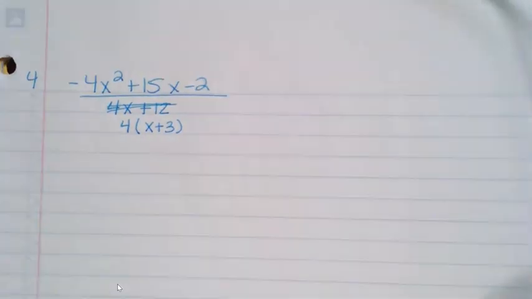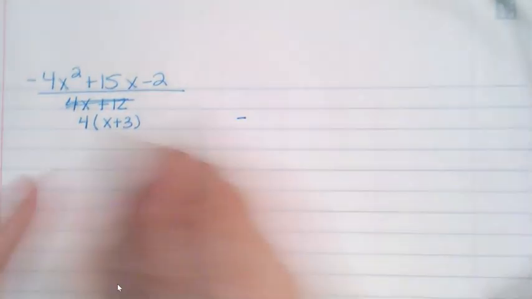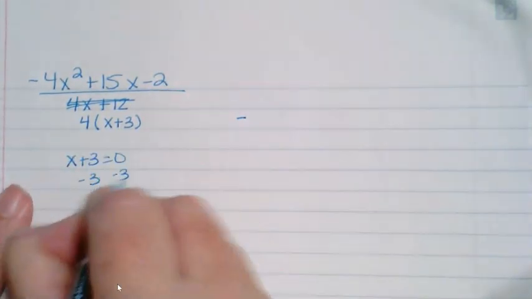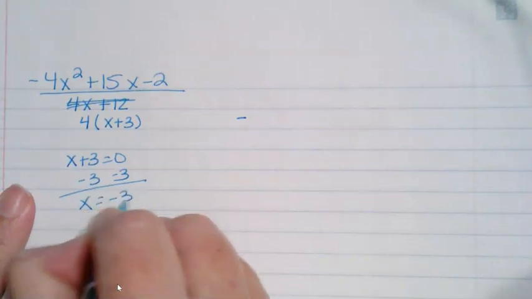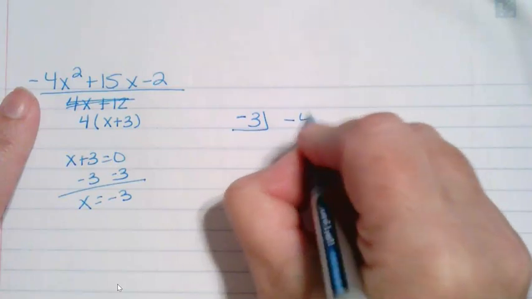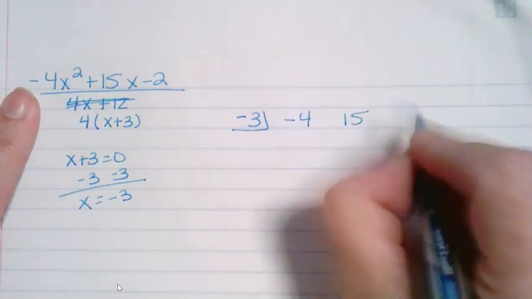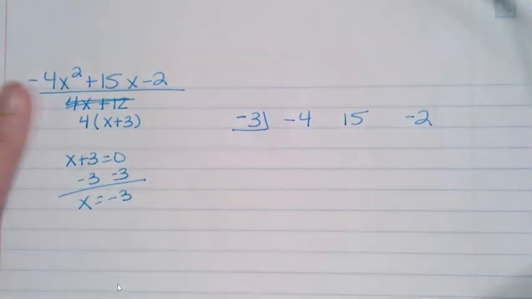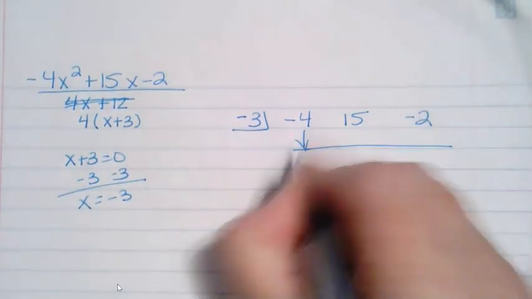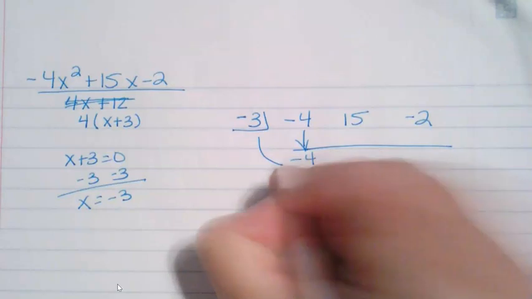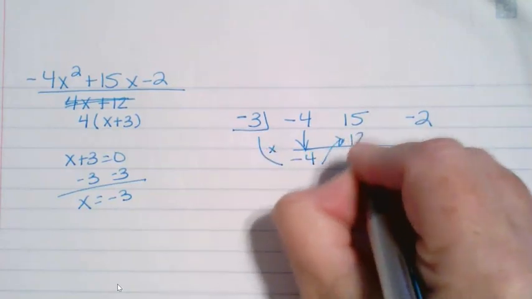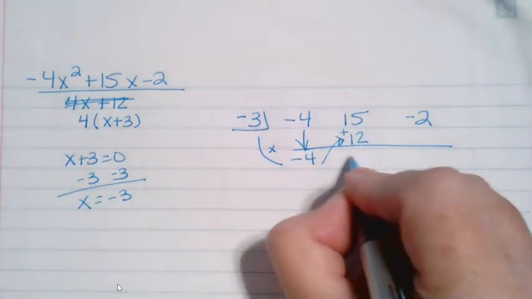So here's what we're going to do, remember, you're going to take x plus 3 out, set it equal to 0, and solve. So we get x equals negative 3. So you're going to put negative 3 there, and we're going to line up all of our coefficients from the numerator. So remember, you bring that first number down, negative 4, and you're going to multiply and put your answer here. And you're going to add straight down, so we get 27.